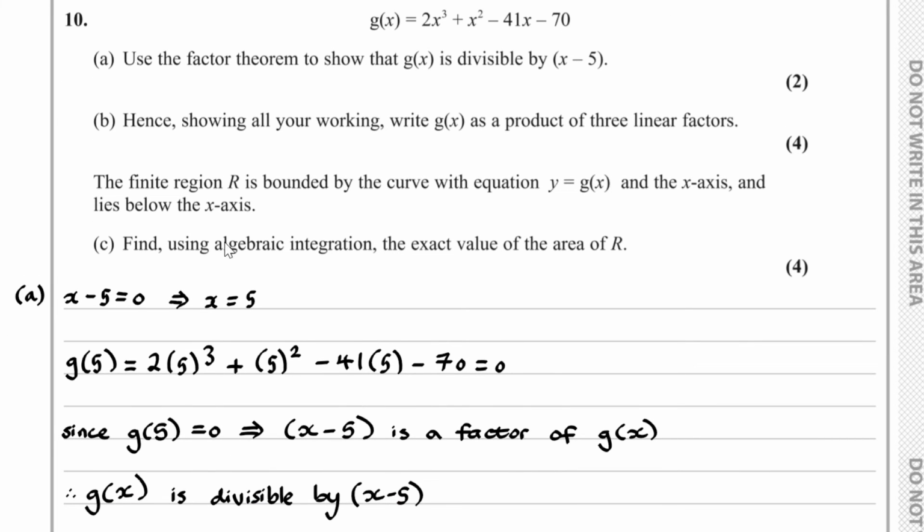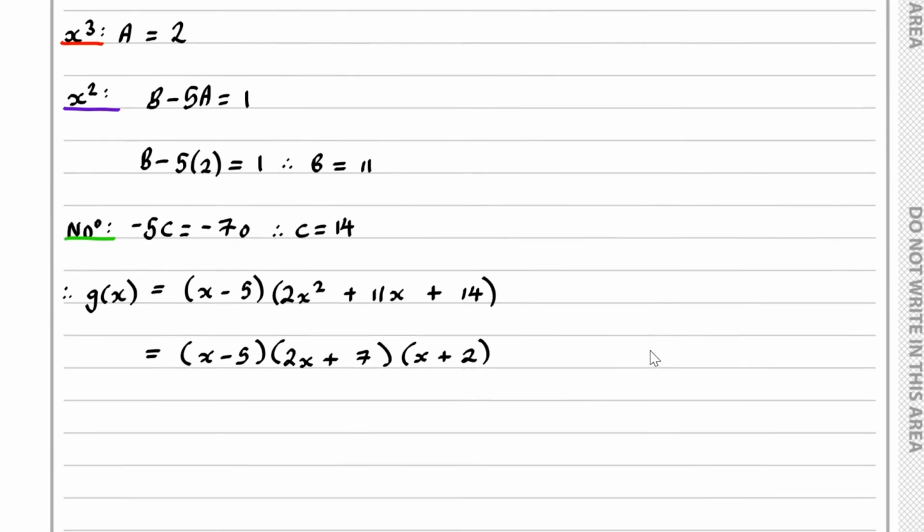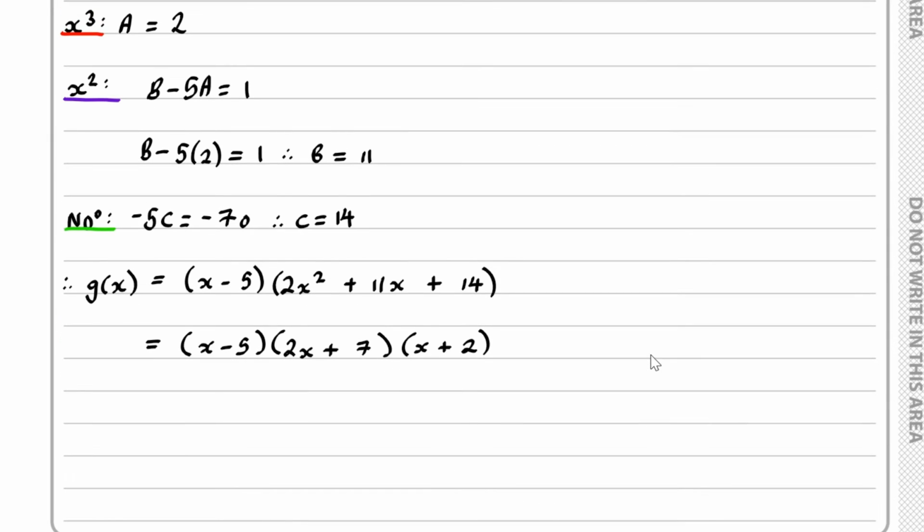And now for part C of the question, we've got the finite region R, which is bounded by the curve with equation y equals g of x, the x-axis, and lies below the x-axis, and we have to use algebraic integration to find the exact value of R. And I think at this point it will be a good idea to sketch the curve.